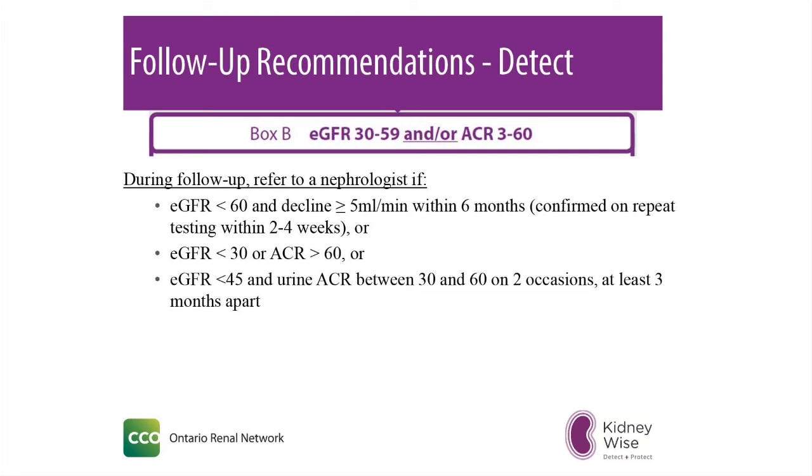The following criteria listed here should be identified as reasons to refer to a nephrologist. For example, once a patient has an eGFR less than 60, and that eGFR declines by greater than 5 milliliters per minute within a 6-month period, it means this patient is at higher risk of progression towards advanced chronic kidney disease and should be seen in consultation by a nephrologist. This result should also be confirmed 2 to 4 weeks afterwards in order to make sure there was no lab error. Please take a moment to review the rest of this list.